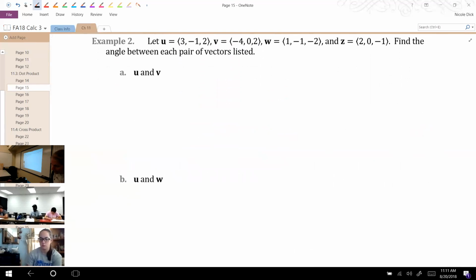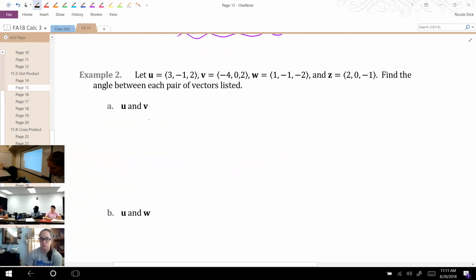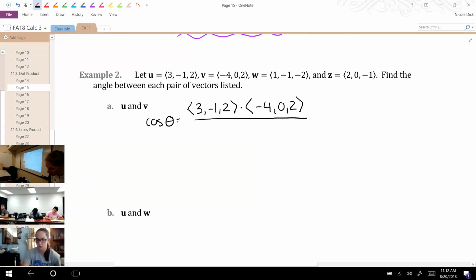So to find the angle between the two of them, we're really just using either this formula, if you like arc cosines, or you can go back to the other one there. Let's say I like this one here, so we're going to use that. So cosine of theta is going to be the dot product of u and v. I'm going to write this out in component form. So 3, -1, 2, dotted with vector v, which is -4, 0, 2, all over the magnitude of each of those vectors. When we find the magnitude of vector u, we're going to have 3 squared plus -1 squared plus 2 squared. And for vector v, -4 squared plus 0 squared plus 2 squared.